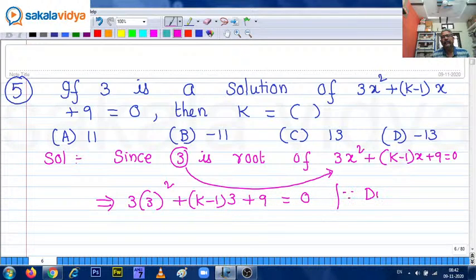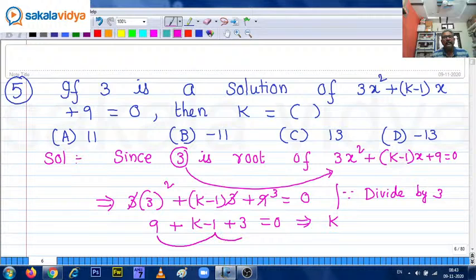So divide throughout by 3, because 3 is common in the 3 terms. 3 cancel, 3 cancel. So we have 3 square is 9 plus k minus 1 plus 3 equals to 0. So we need to simplify this one. 9 minus 1 is 8, 8 plus 3 is 11, k plus 11 equals to 0. Transpose this side. So k equals to 0 minus 11, minus 11. So B is the right option.